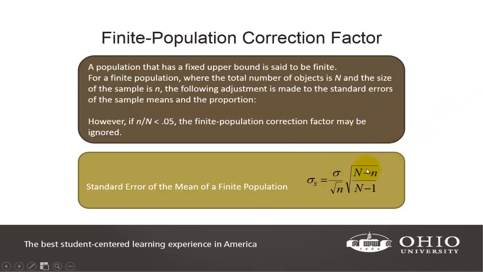We have to multiply by the square root of this capital N, which is the population size. In the case that we just looked at a minute ago, it would be 7. The little n is the sample size, which would be 2 in that case. So this is the finite population correction factor, and for small populations, for finite populations, we have to use this.